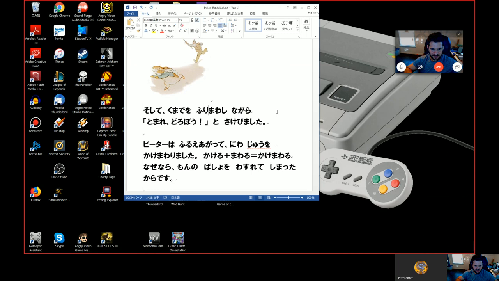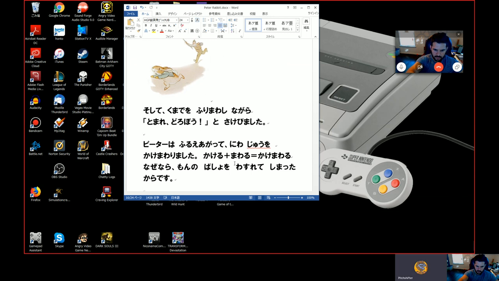Tomare dorobo. Dorobo, thief. Tomare dorobo, stop thief, to sakebimashita. Yeah. Soshite, so then kumade o, kuma is the rake, kumade o furimashita. Yeah, he was swinging the rake. Furimawashi nagara. While swinging the rake. What did you say? Nagara means while. While saying, while swinging his rake, he shouted, stop thief. Right, right. Tomare, dorobo.